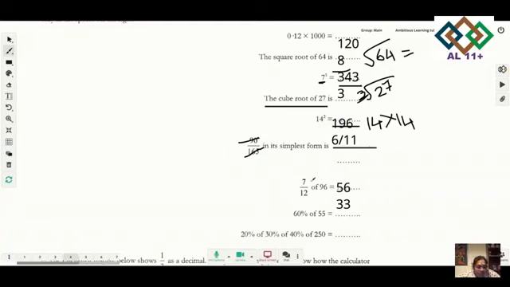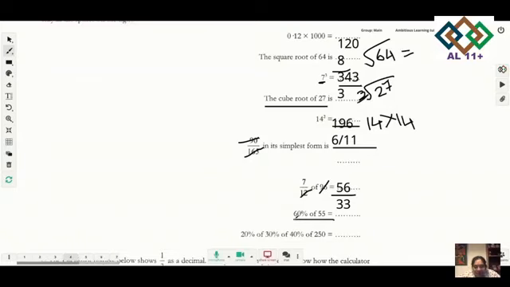Another easy one was 7 by 12 multiplied by 96. Another way, you can simplify by 2 and then multiply it, or another way is do it as they have done, and when you do that, the answer is 56.